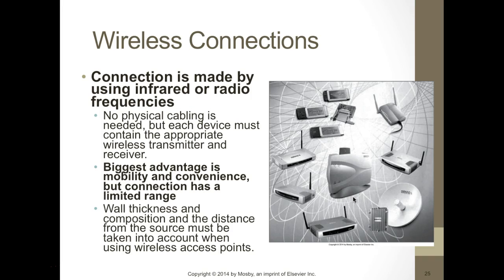Wireless connections are connections made by using infrared or radio frequencies, so no physical cabling is needed. You have to have a wireless transmitter and receiver. The biggest advantage is mobility and convenience, but the connection has a limited range. If you have thick walls, as we know, our cell phones don't work well in the classroom because of all the lead-lined walls. And the further you are from the point of frequency, the worse your signal is going to be.